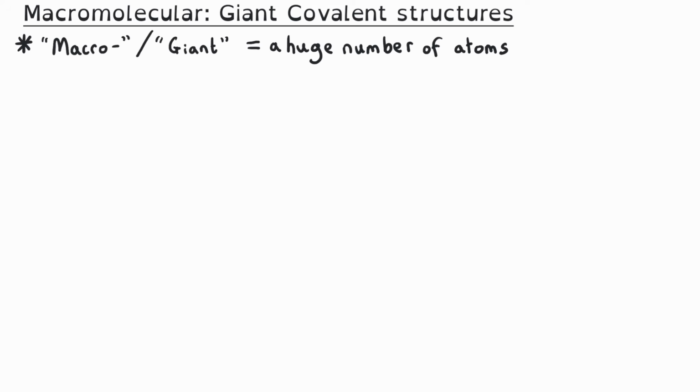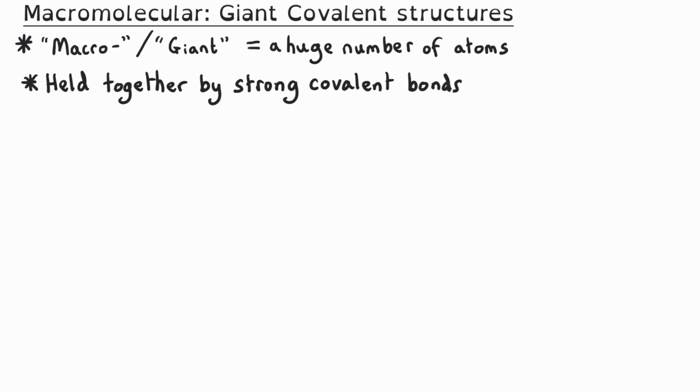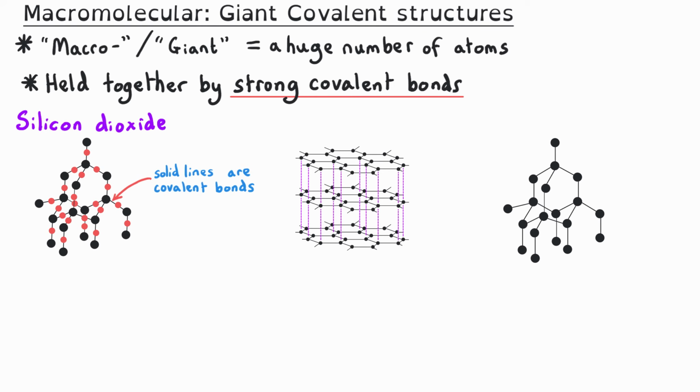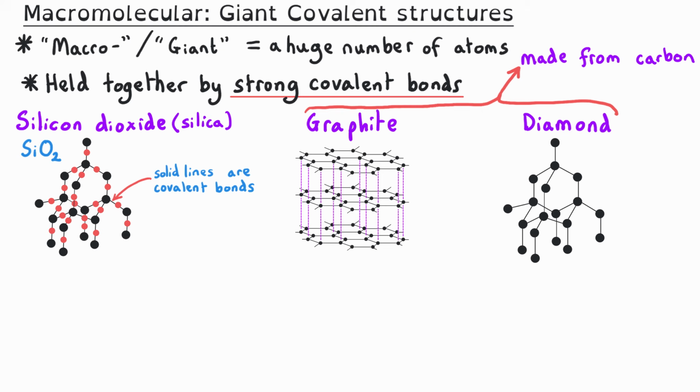These are called giant structures because they're made up of a huge number of atoms, and they are giant covalent structures because those atoms are held together by a large number of strong covalent bonds. Examples of giant covalent structures include silicon dioxide, sometimes referred to as silica, which is the main component of sand and many rocks. Also, we have got graphite and diamond. Both of these last 2 are giant covalent structures made from carbon.